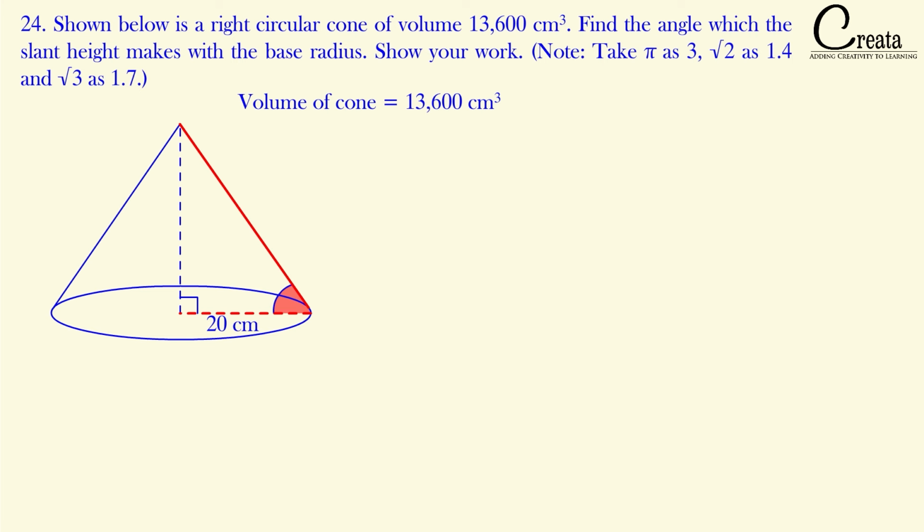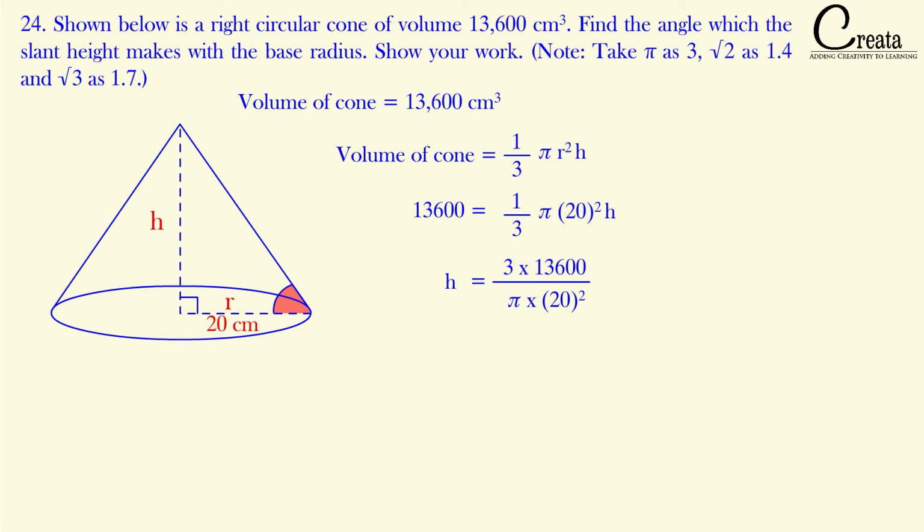Okay. So let's find this angle. Here the concept of the volume and the concept of the trigonometry will be used. Let's see. Here the volume of the cone is given as 13,600 centimeter cube. We know the formula of a volume of a cone, which is 1 by 3 pi r square h. R is the radius and h is the height of the cone. The radius is given as 20 centimeter. Let's put it into the formula. Volume is also given. Let's solve for h.